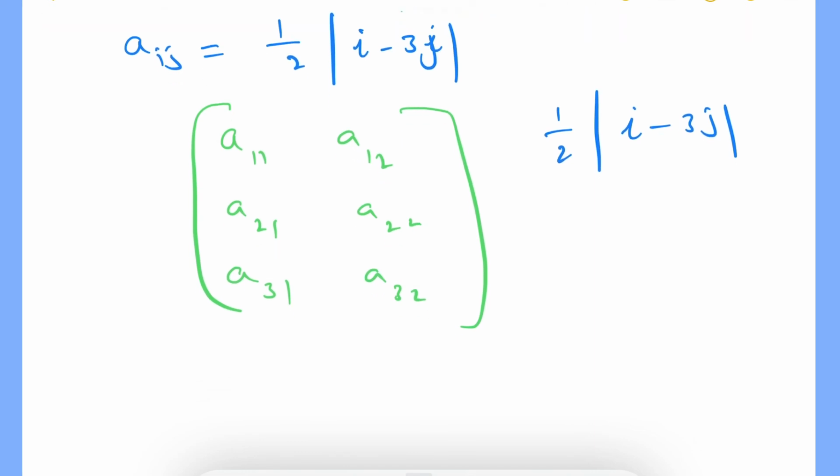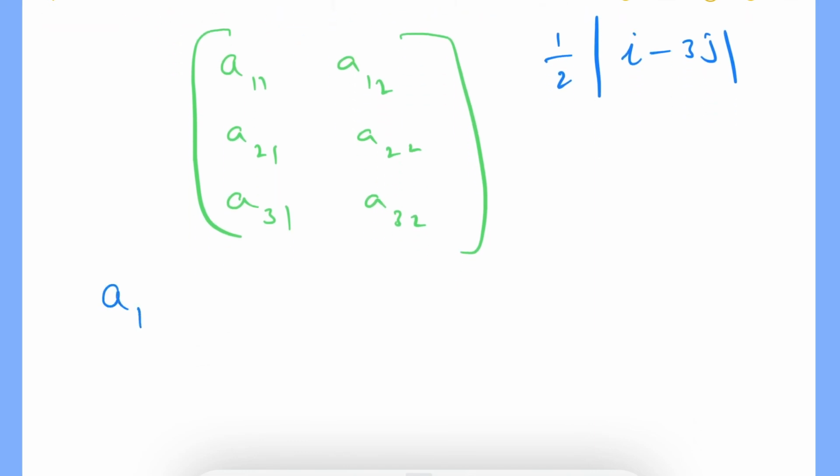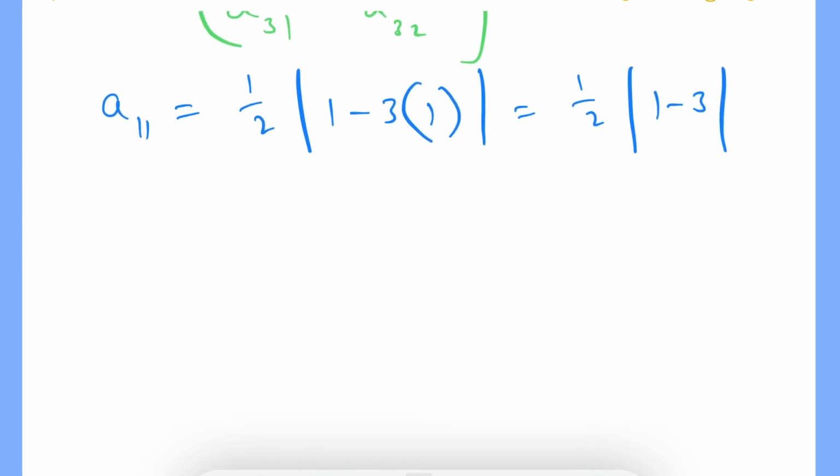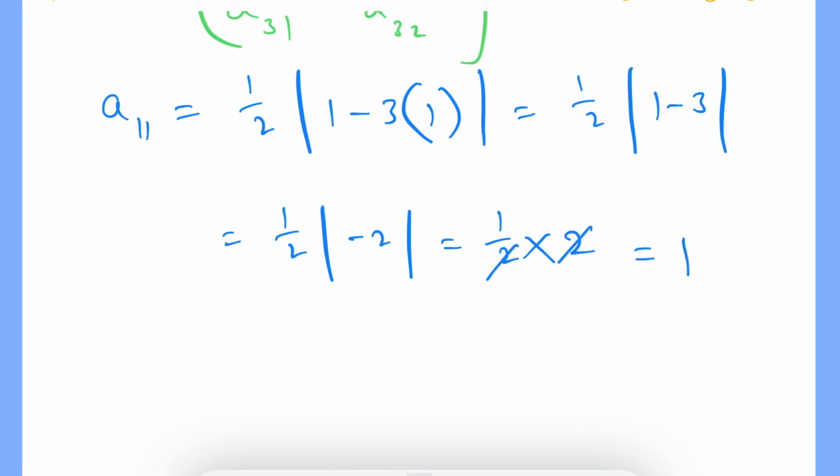Okay, now first let us find the A11 element, that is first row, first column. Half modulus of i, which is 1, minus 3 into j, which is 1, equals half modulus of 1 minus 3, which is half mod of minus 2. Half as it is into mod minus 2, it is plus 2. Then 2 will get cancelled, so we are left with 1. Just for easy understanding, in the next step I'll highlight it.